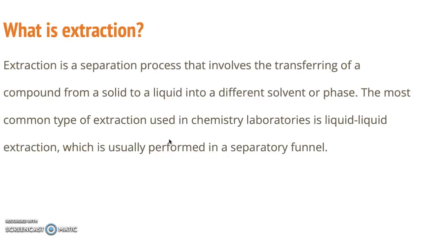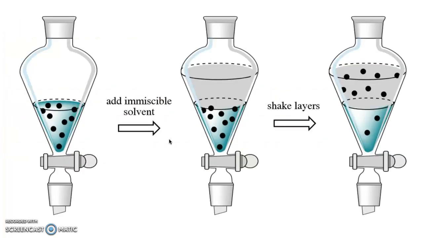What is extraction? Extraction is a separation process that involves transferring of a compound from a solid to a liquid into a different solvent or phase. The most common type of extraction used in chemistry laboratories is liquid-to-liquid extraction, which is usually performed in a separatory funnel.